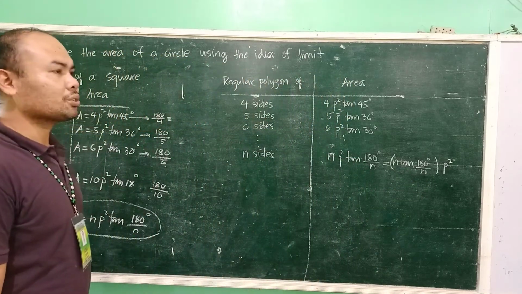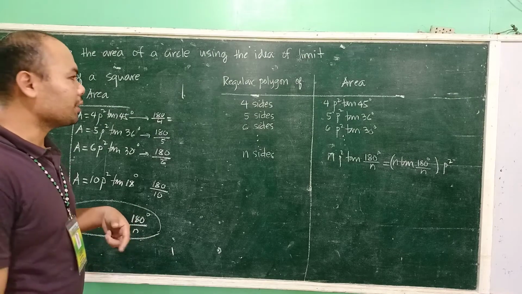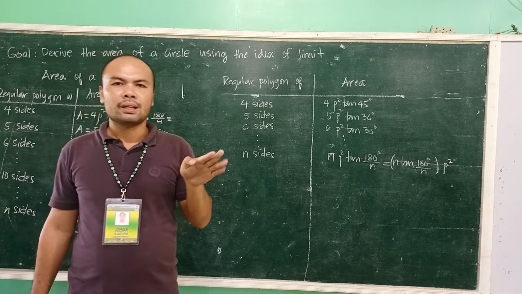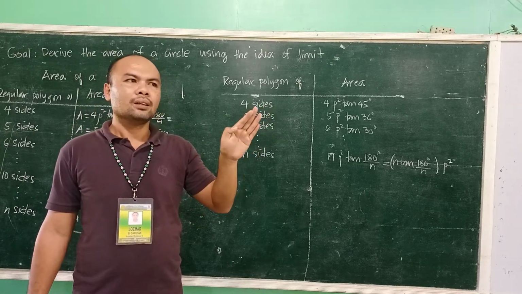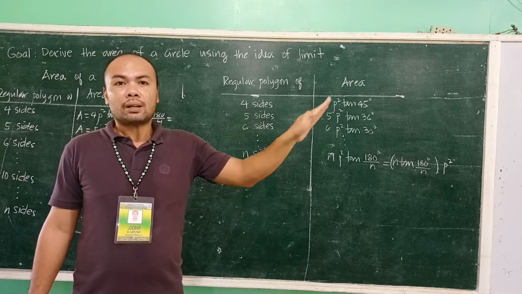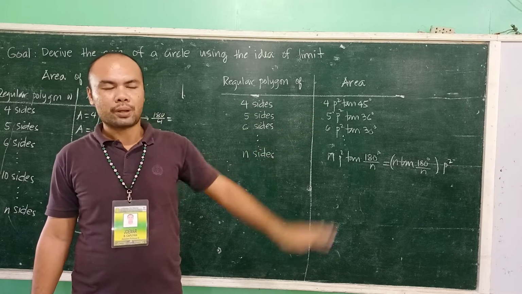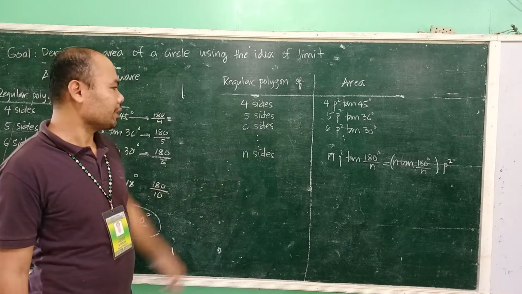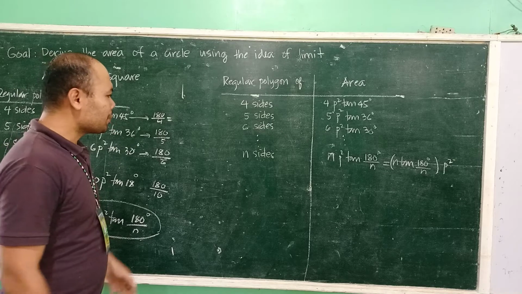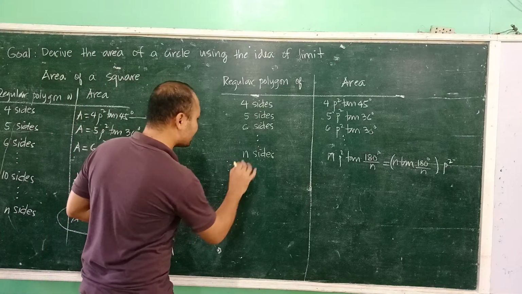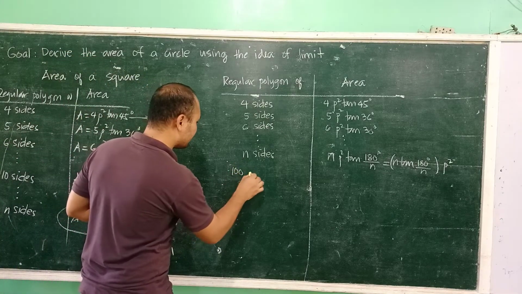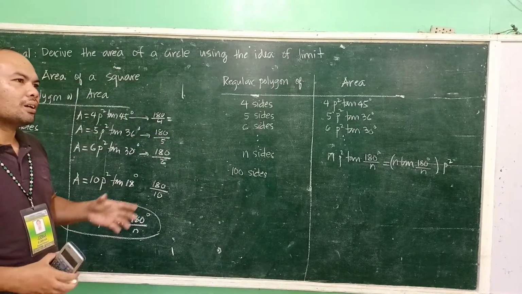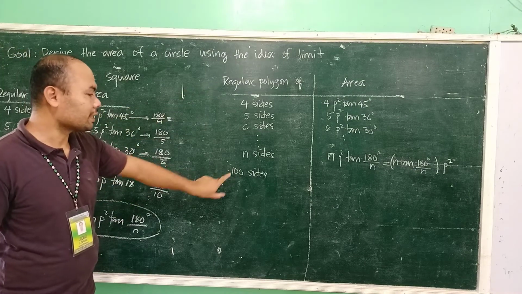Now, let's try to investigate this expression when n is very large. As you have mentioned earlier, when n, the number of sides of a regular polygon, is infinitely many, then the regular polygon would eventually look like a circle. So we hope to see that observation here. So, for example, when n is 100 sides, can you imagine or make a regular polygon with 100 sides?